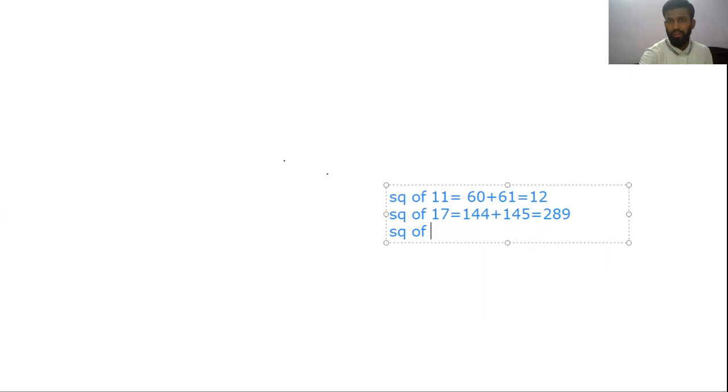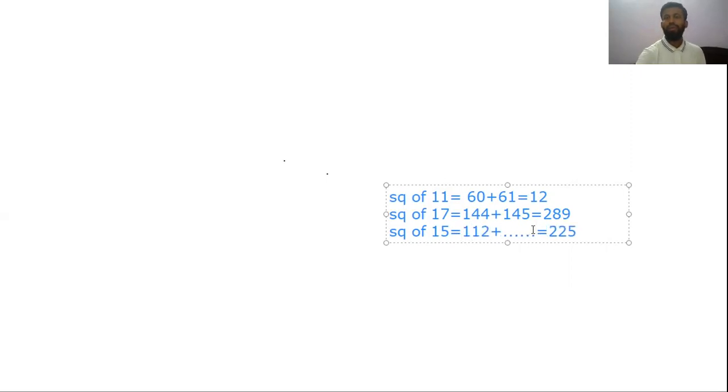You can take another odd number, like 15. So I need to write the square of 15, which is 225, as the sum of two consecutive numbers. How can I write that? For the first number, I will do (n square minus 1) by 2, meaning 15 square minus 1. 15 square is 225, 225 minus 1 is 224, and 224 divided by 2 is 112.